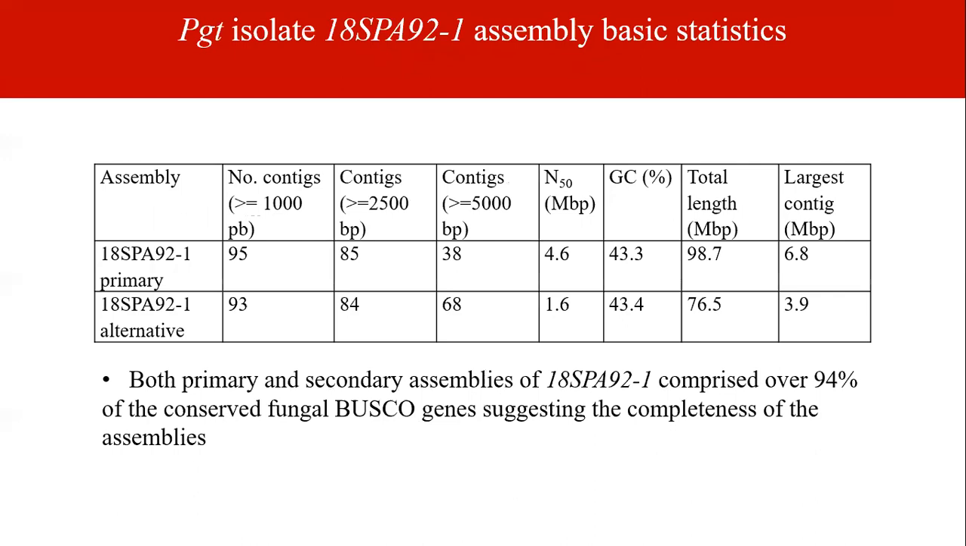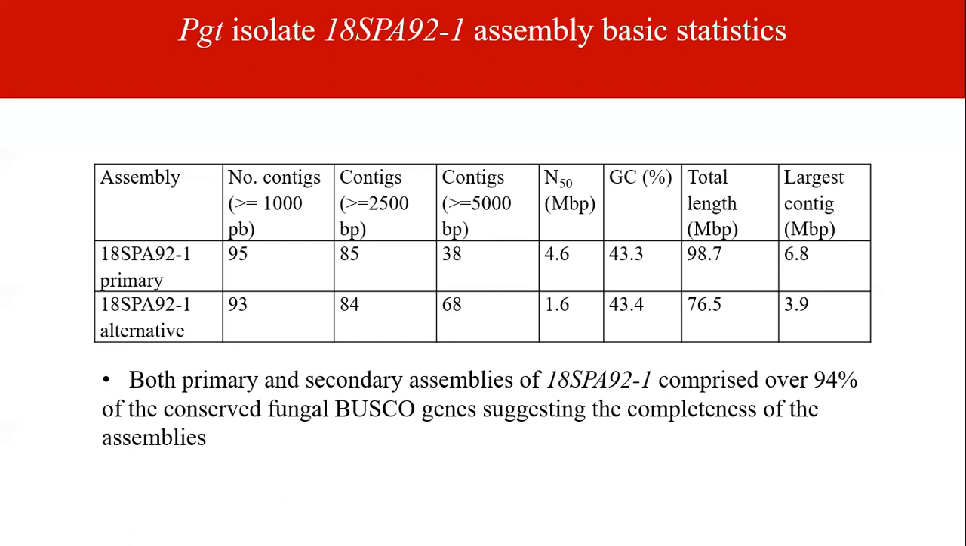Assembly basic statistics are shown for the two assemblies in this table. The primary assembly consists of 95 contigs, whereas the alternative assembly has 93 contigs. N50 of the primary assembly was 4.6 megabase pairs, whereas the alternative assembly N50 was 1.6 megabase pairs. The haploid total length for the primary assembly was 98.7, whereas it was 76.5 for the alternative assembly.